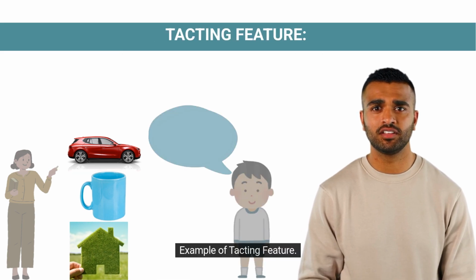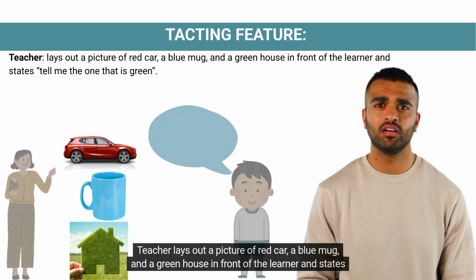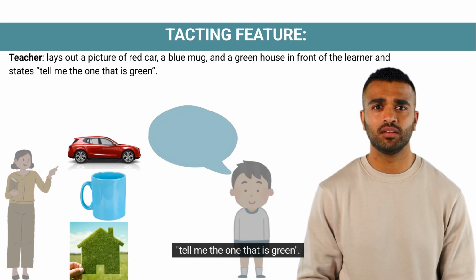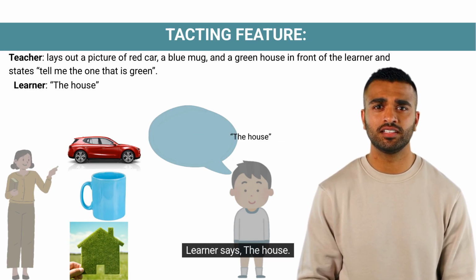Example of tacting feature. Teacher lays out a picture of a red car, a blue mug, and a green house in front of the learner and states, tell me the one that is green. Learner says, the house.